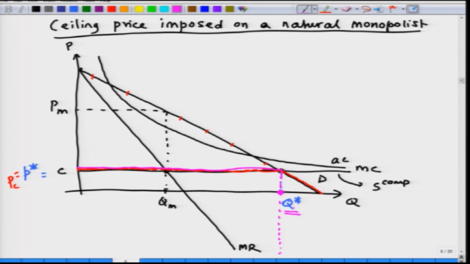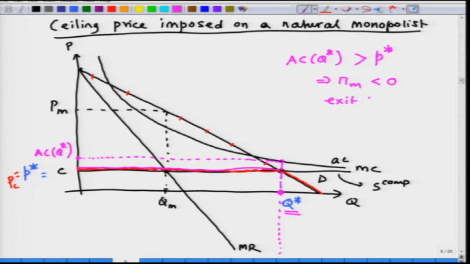Let us think. For each one of these Q star units, notice the average cost of producing those units is somewhere here. So, the average cost of producing these Q star units is greater than the ceiling price, which is equal to P star, which means the profit of the monopolist is going to be negative and the monopolist will exit the market. So, a ceiling price equal to the competitive price does not work. PC equal to P star does not work.